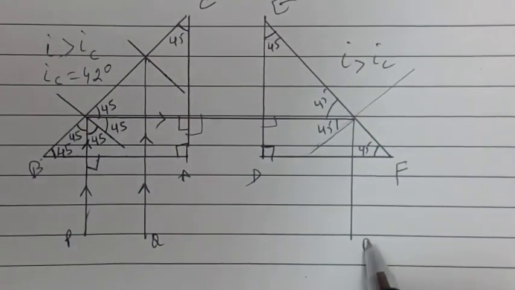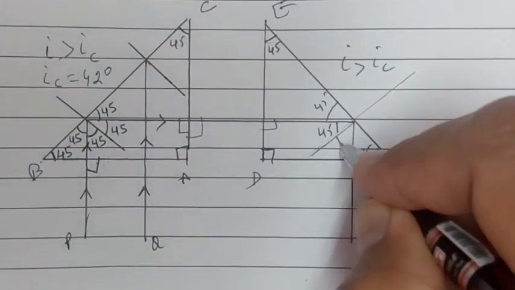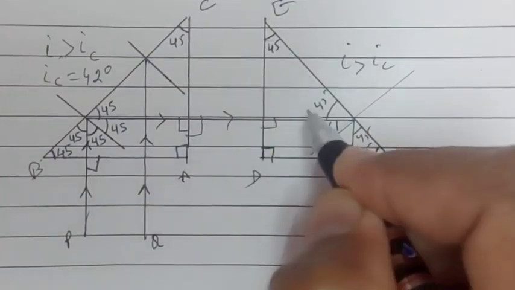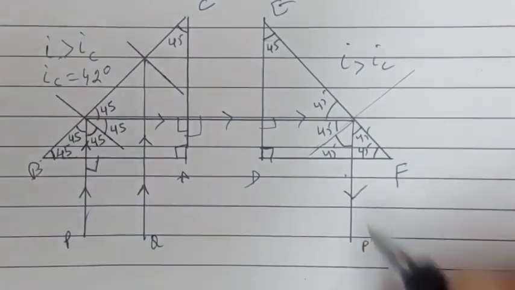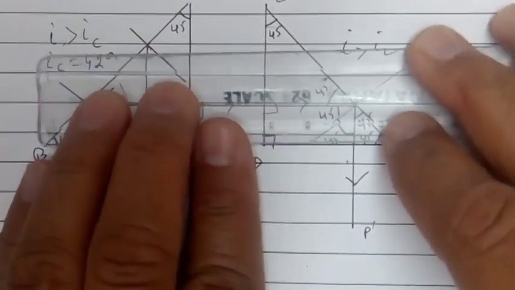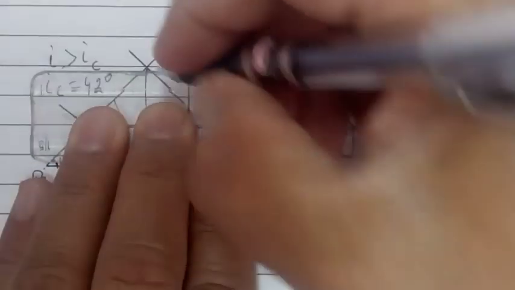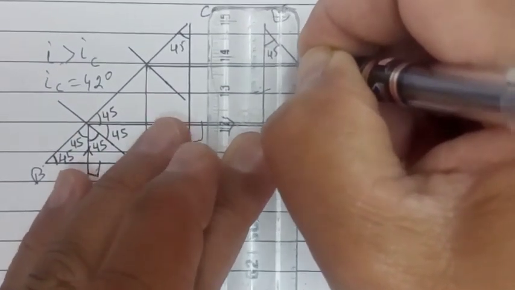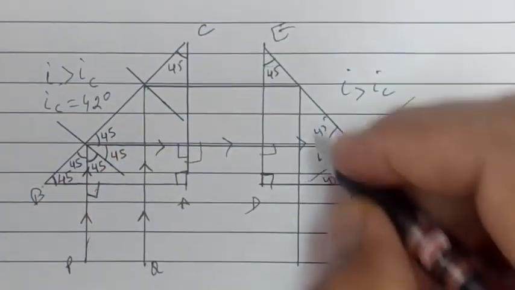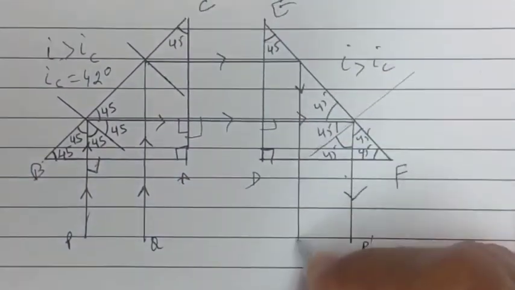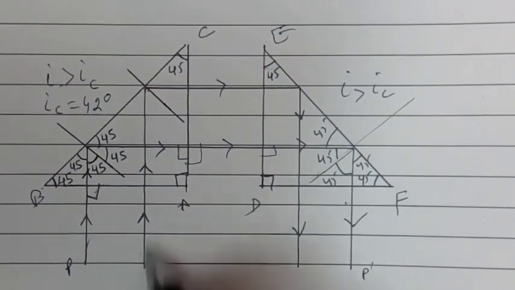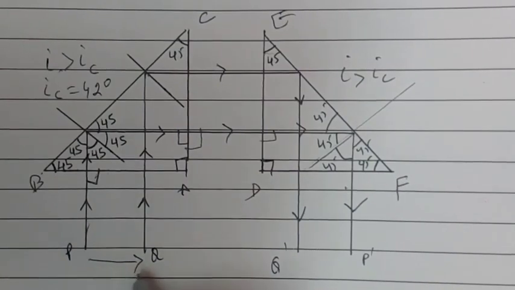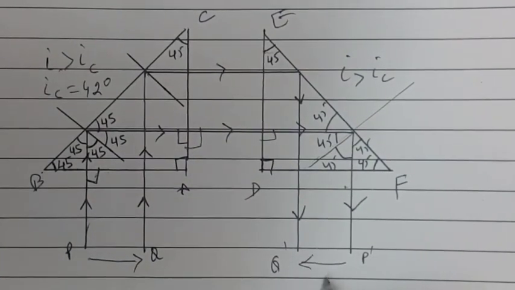So this was ray P. P reaches here, P dash. Similarly, this angle is 45. This angle is 45. Now, put the arrows, the emergent ray. Similarly, this ray also turns by 90 degrees. Again turns by 90. It turns by 90 degrees twice. This way. This is ray Q. So this is Q dash. So PQ is the object and P dash Q dash is the image.